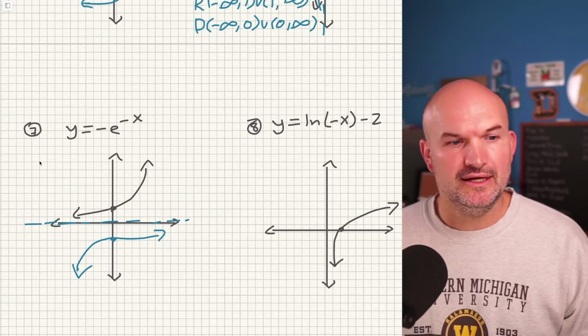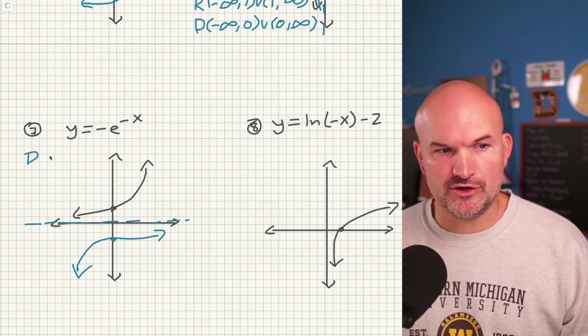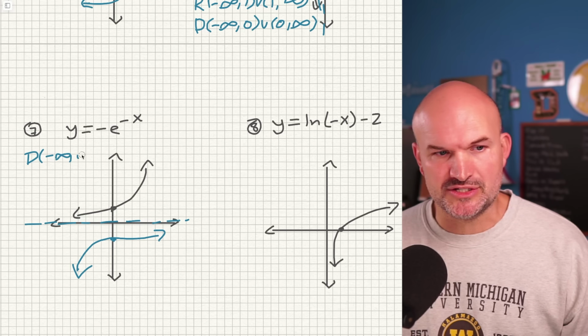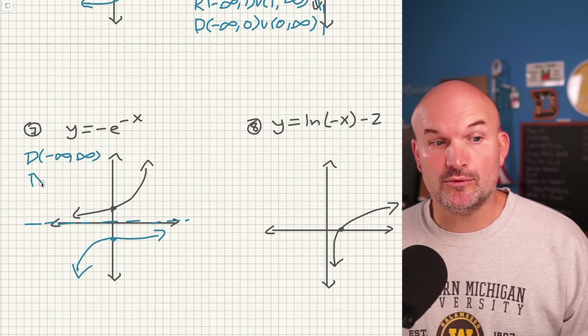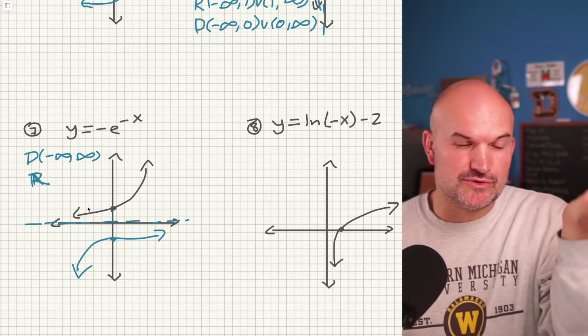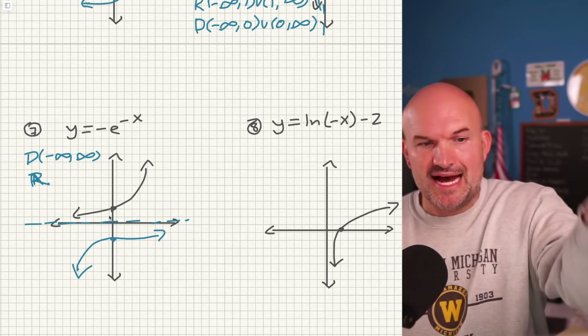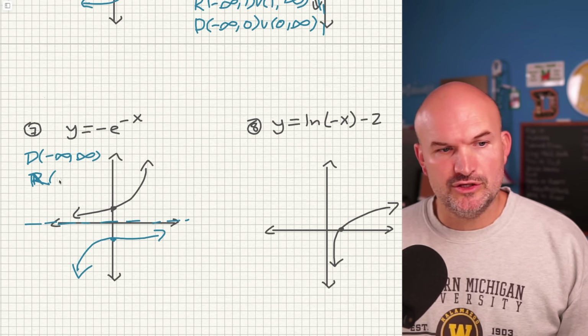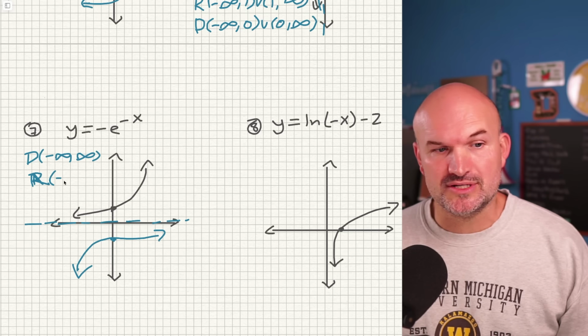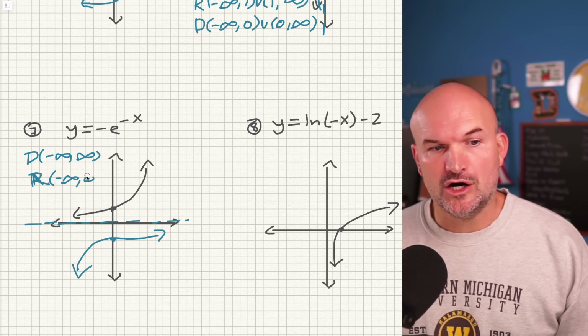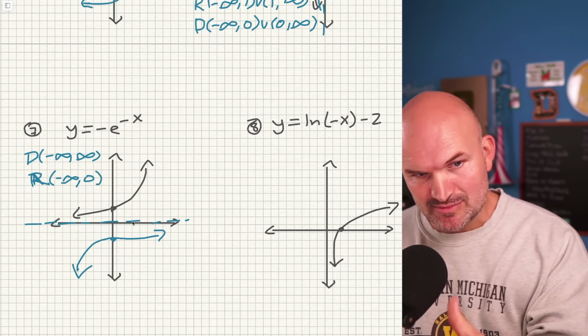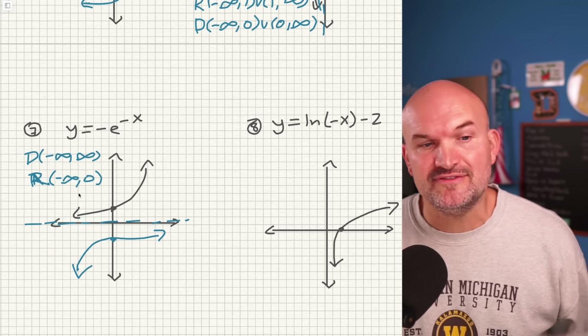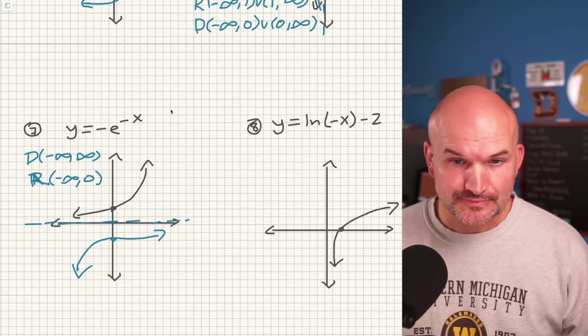Now my domain is non-restricted in our original parent graph, so no matter what the transformations are, that's not impacting it. The range, though, is restricted, right? The range was only for positive numbers. But now, when I apply these transformations, you can see it's actually only for negative numbers. So it's going to be from -infinity all the way up to 0. Again, there's an asymptote there, so 0 is not defined or part of the range.